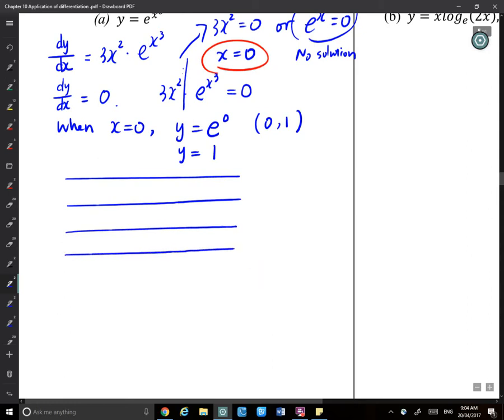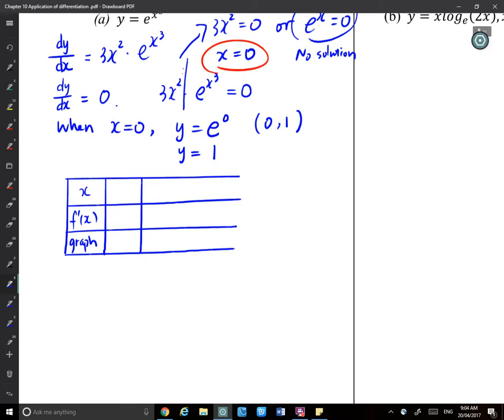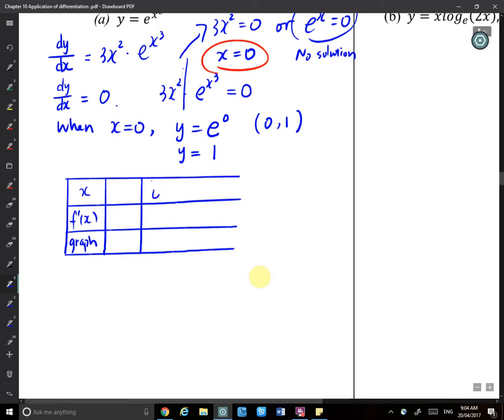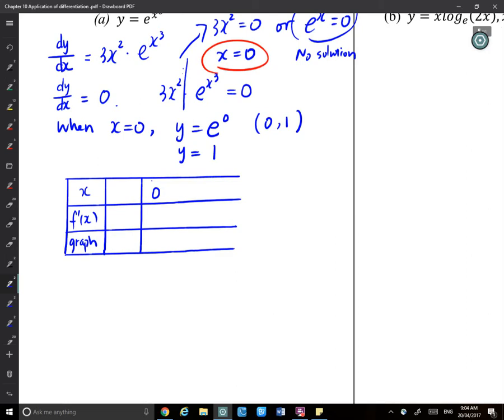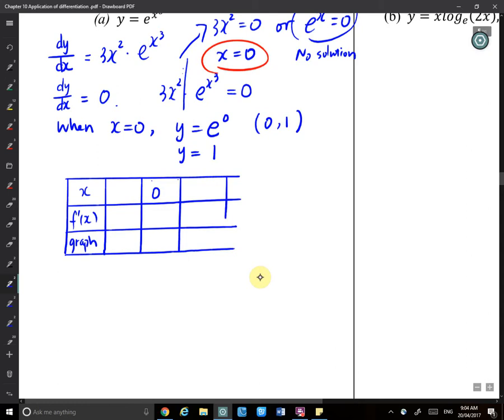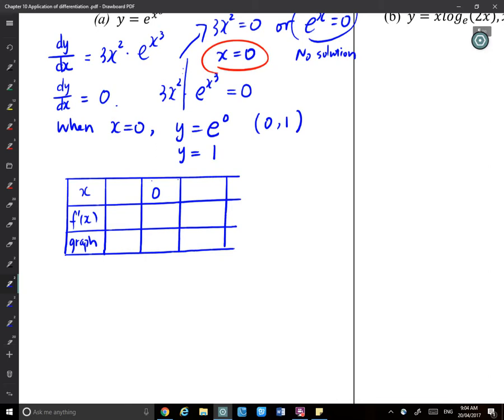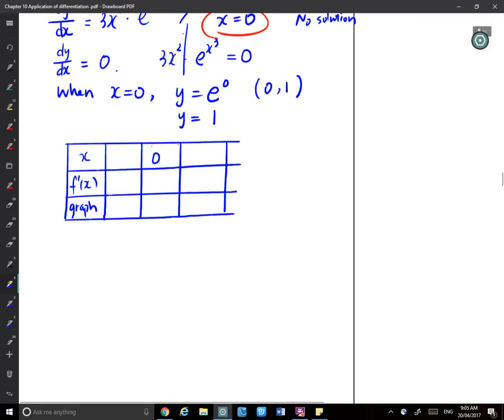box to do it. So how do we make this box? We will have 3 rows. The first row is x, f dash x, and the last line is graph. You always leave the first one empty, and you put the smallest stationary point x value, which is 0 in this case. You may have more than one value, so you put the smallest one here, and you leave another space for the second smallest stationary point. But in this case, we don't have one, so we just have 4 columns here.